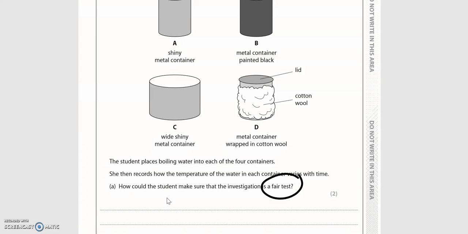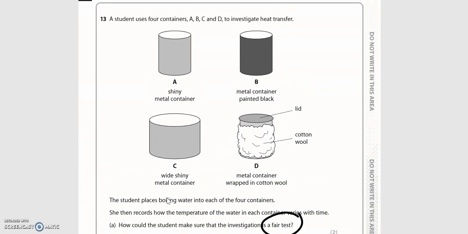So as soon as you see fair test, you should think controlled variables. So which variables is the student controlling here? For each of these containers, she is keeping the initial temperature of the water constant, because she's putting boiling water, which is going to be at 100 degrees C, hopefully, into each of the containers.